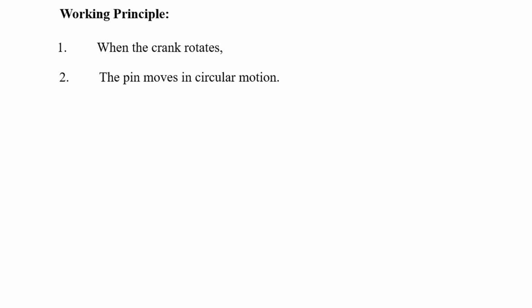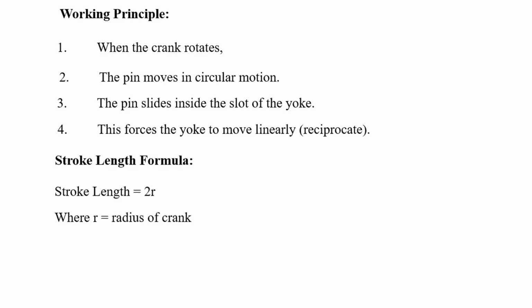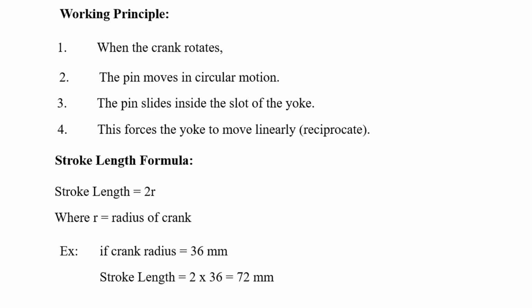So the working principle is, as the crank rotates, the pin moves in circular motion. Then the pin slides inside the slot of the yoke. This forces the yoke to move linearly, or to reciprocate. So the stroke length will be equal to 2 times r, where r is the radius of the crank. So if the crank radius is 35, then the stroke length is going to become 70.